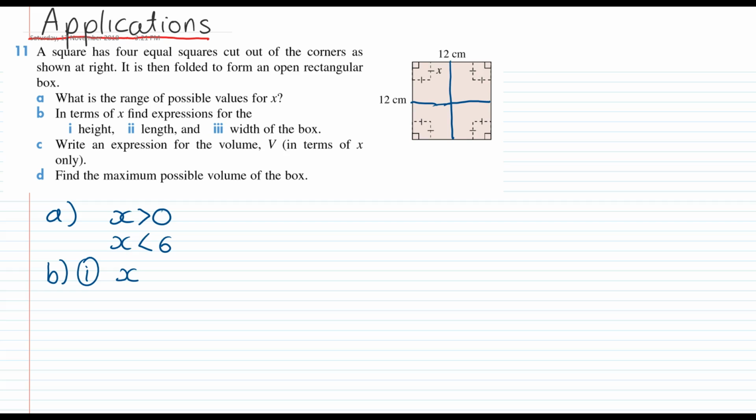B(ii), we've got to find the length. Now the length is going to be the side on the bottom, so it's going to be this side here. We'll call that the length, and that's going to be 12, the entire length of the side that it could be, minus the two x values that are cut out.